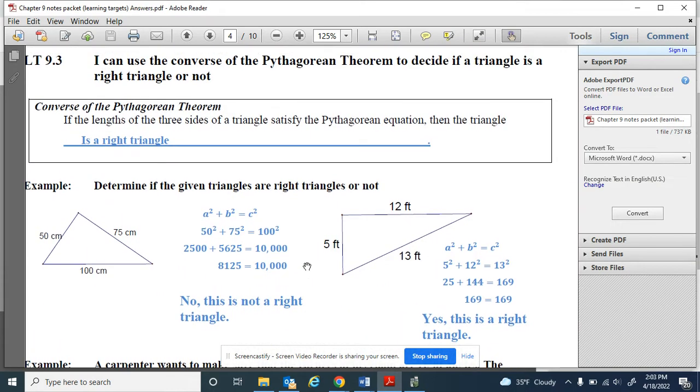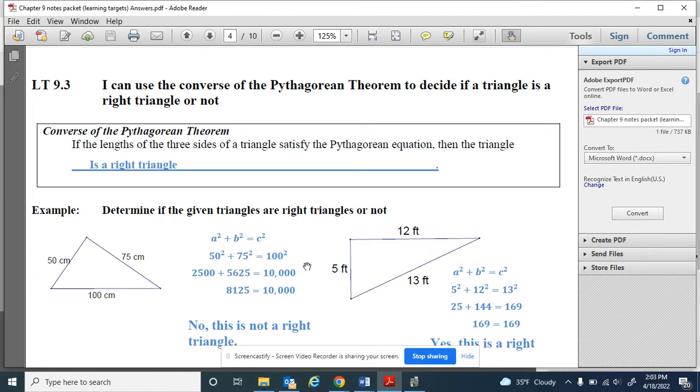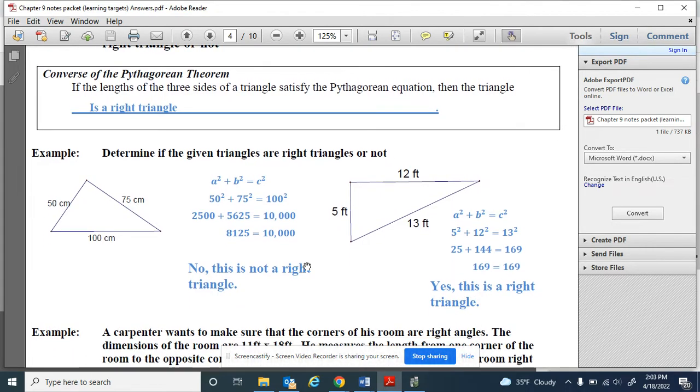All right, welcome to lesson 9.3. Inside of this lesson, we're going to be looking at the Pythagorean theorem again to decide if a triangle is a right triangle or not. So we have a pretty straightforward theorem here, and it says if the Pythagorean theorem works for our triangle, then it is a right triangle. So you just need to test to see if the two legs squared added together equal the hypotenuse squared. And if that is true, then we know we have a right angle between the two legs.